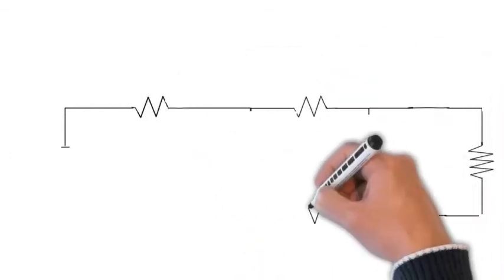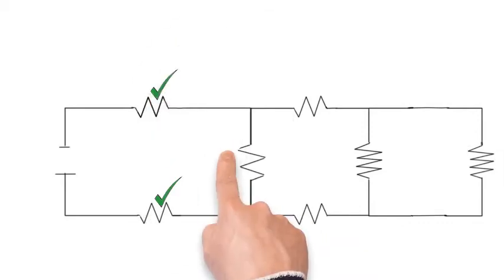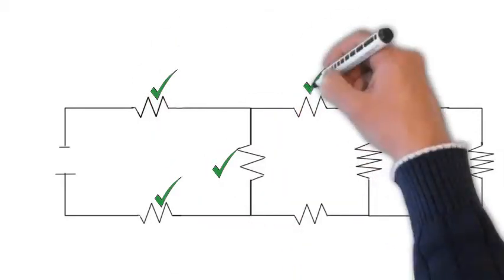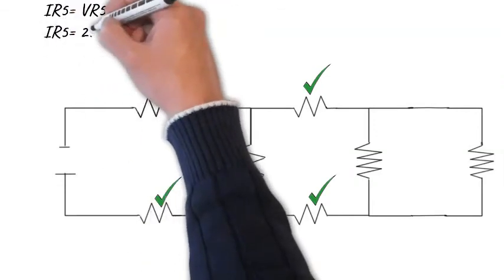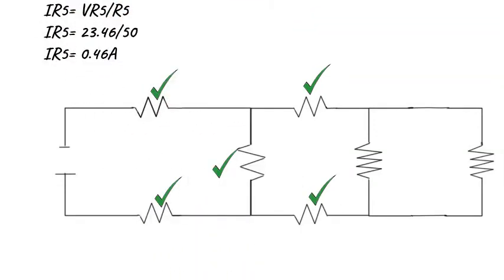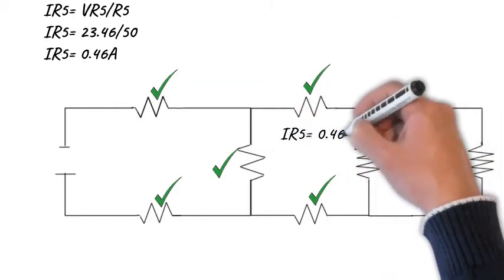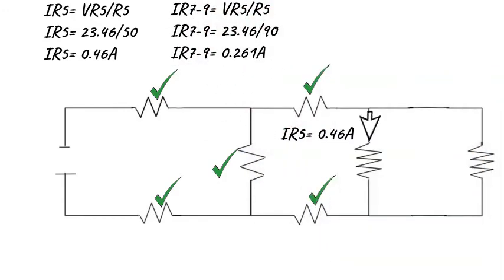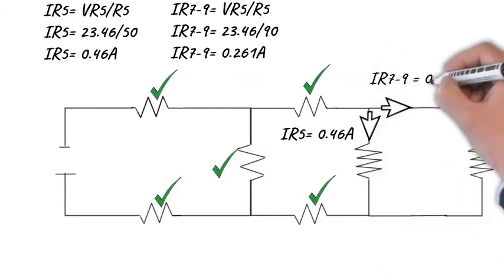Once again, we redraw the circuit, check mark all those ones that we've completed, and then move on to the last part of the circuit that we have yet to solve. We know that we have a voltage of 23.46 and 50 ohms, so we can find our current through R5, and then we can find our current through that last group of resistors of 2.61.